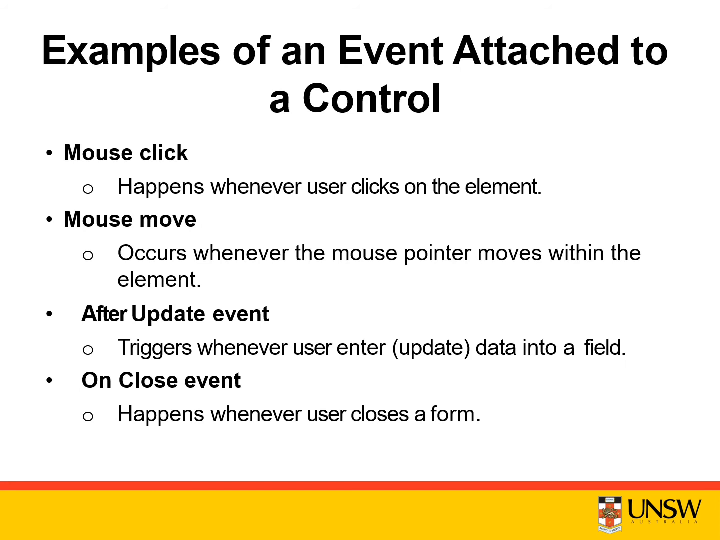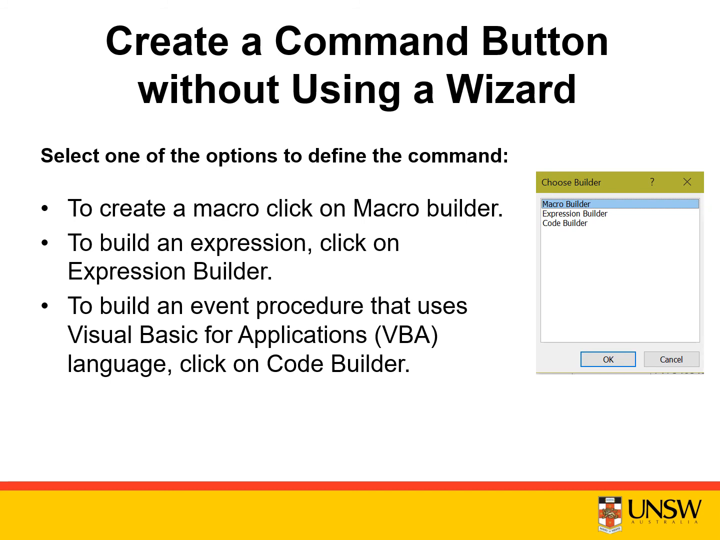Here you can see 4 examples of events. As an instance, the mouse click event runs the commands whenever the user clicks on the element, and the mouse move event runs the command whenever the mouse pointer moves within the element. After selecting the desired event, you should select one of the options. You can create a macro, an expression, or use VBA coding. I'll explain them in the next slides.